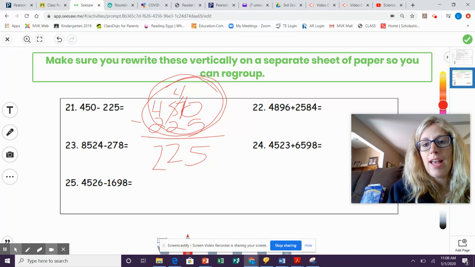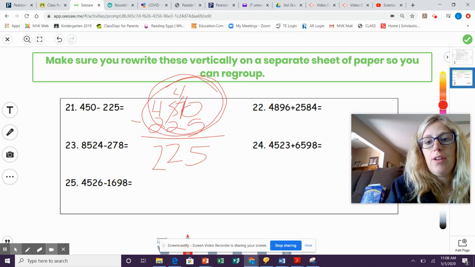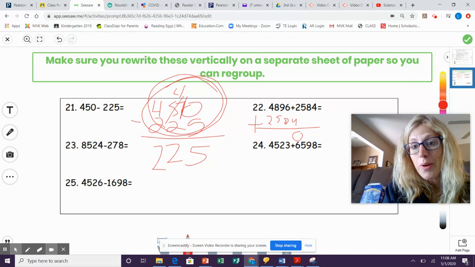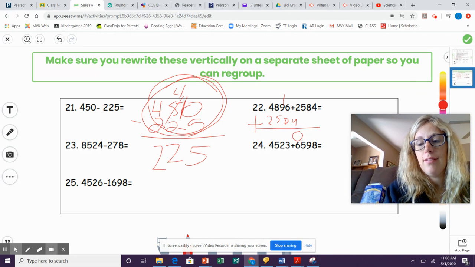Okay, and then same thing for adding too. If I'm adding this 2,584, 6 plus 4, that's 10. I can't write 10 right there, but I can say it's 0 ones and 1 ten.